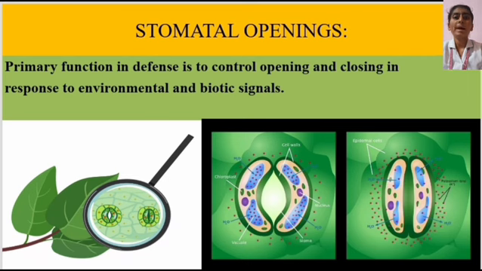Stomatal opening. Plants have tiny pores on their leaves called stomata. They are like windows in our house. They can open and close to let air in and out. Normally, the stomata open to take in carbon dioxide for photosynthesis and release oxygen.